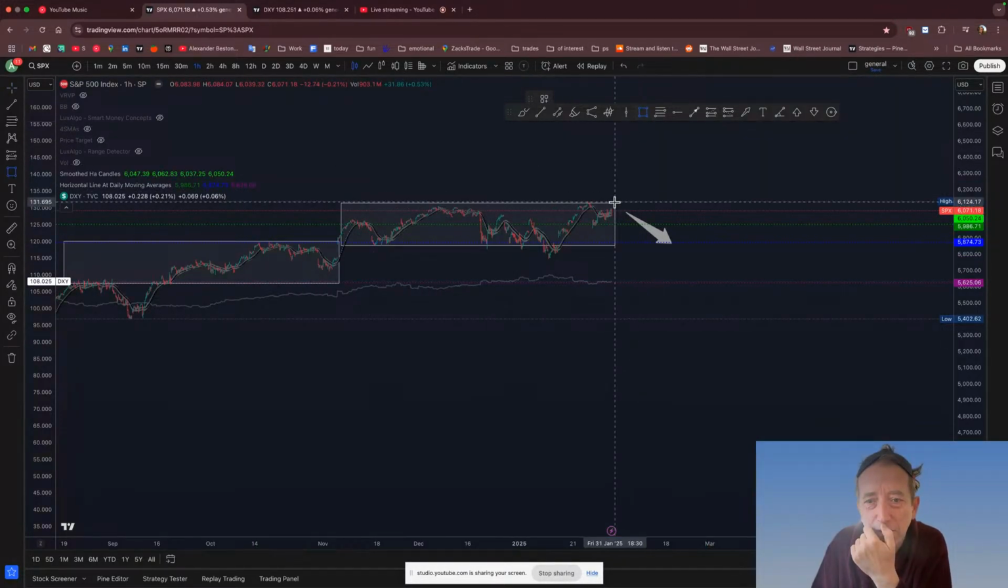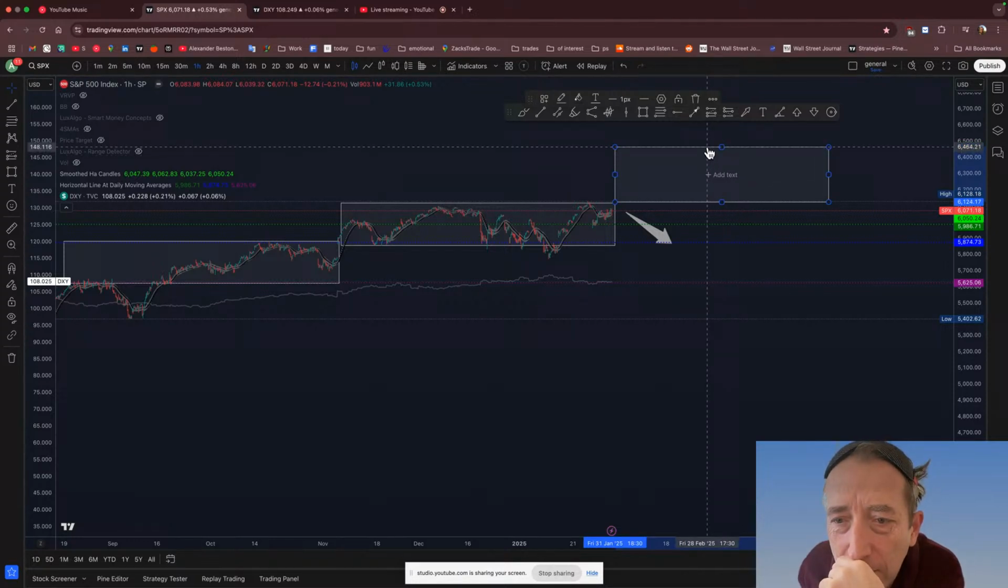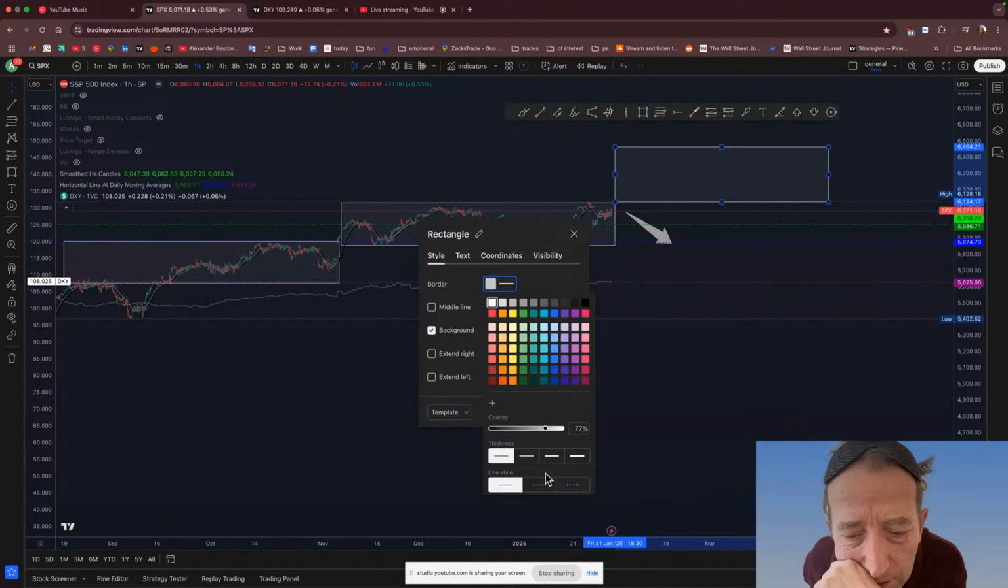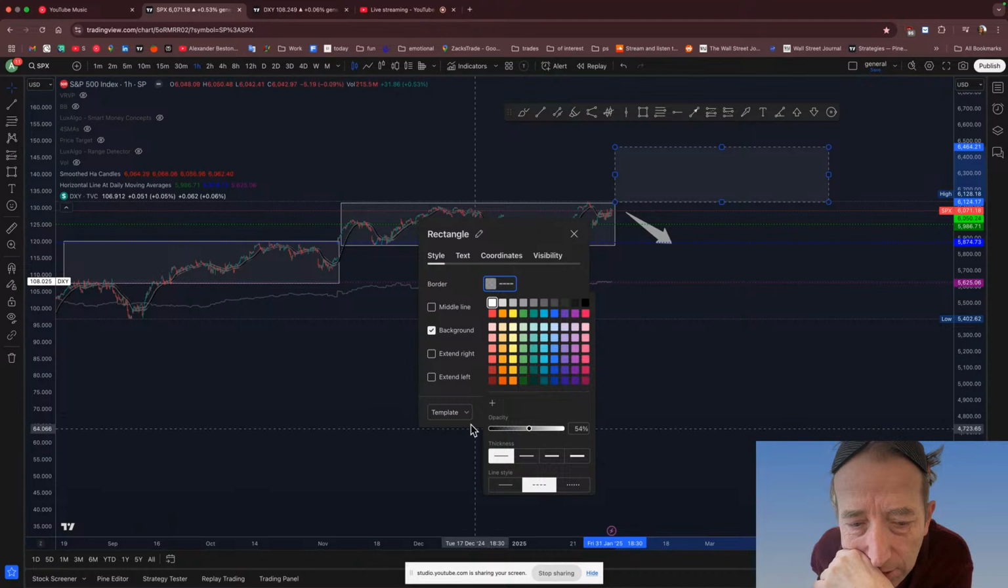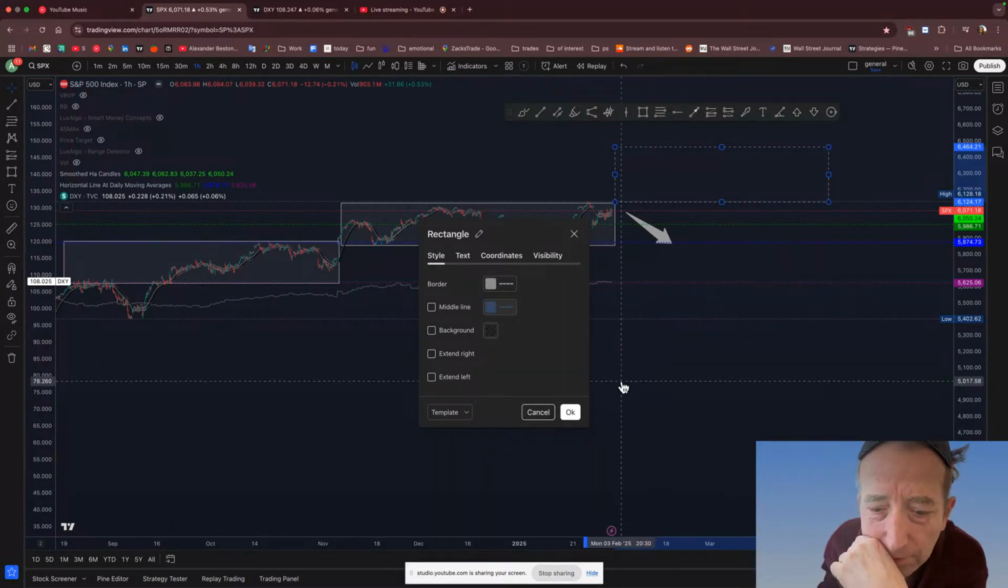Let's do this with a. I like the idea of. How do you get this? Can we have a dotted line? Yes. Let's have it. Background. The background there. That's fine.